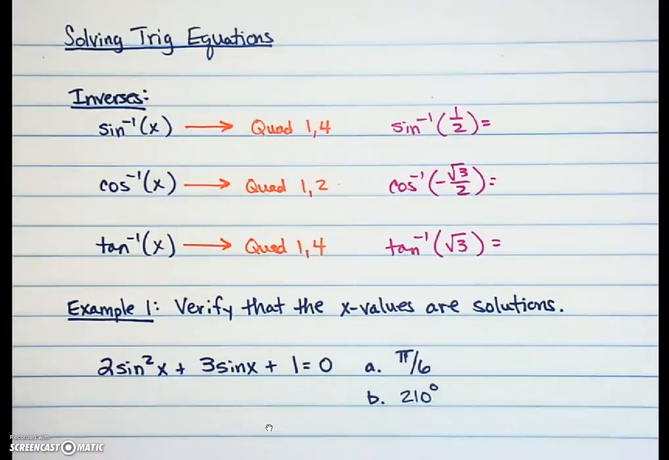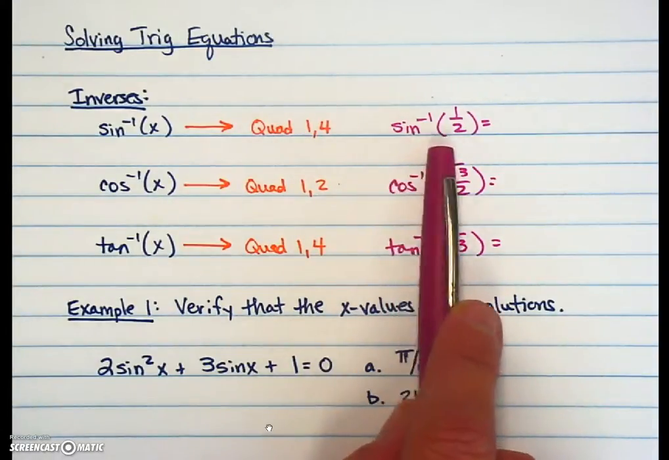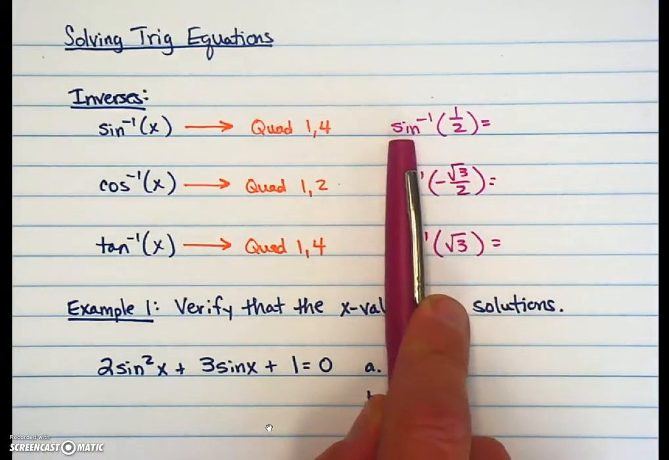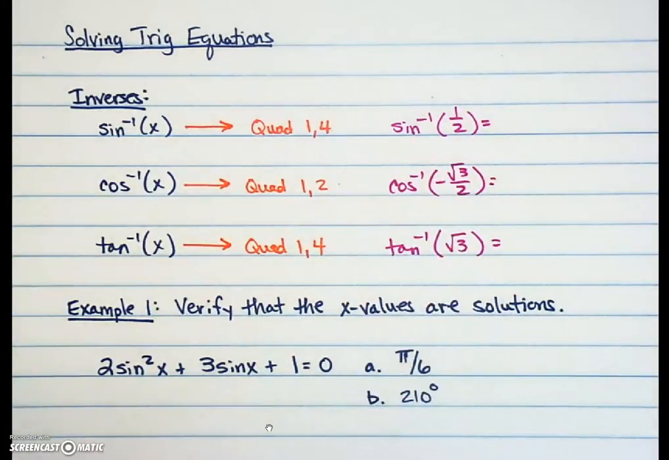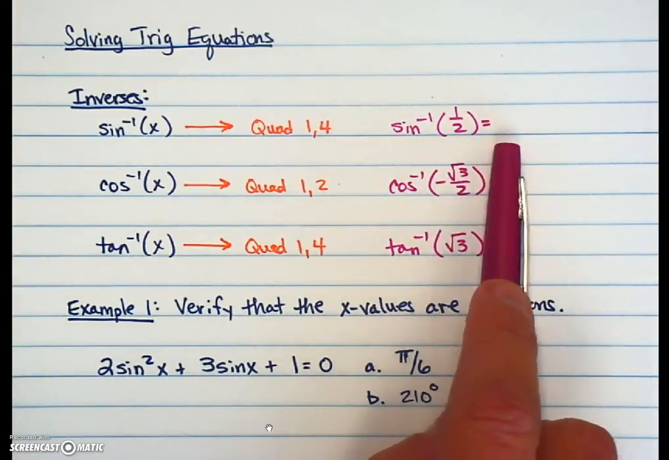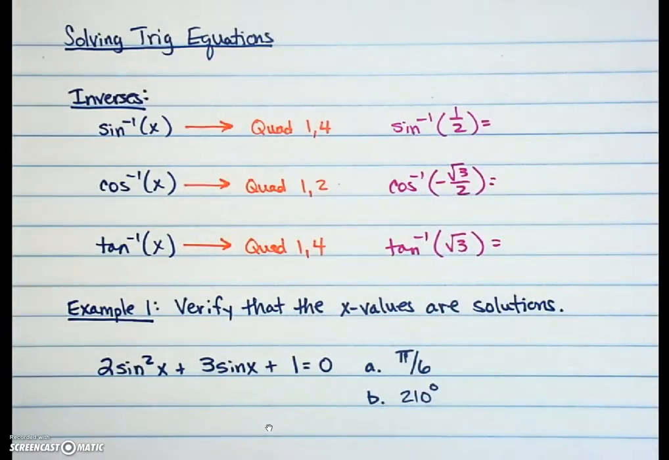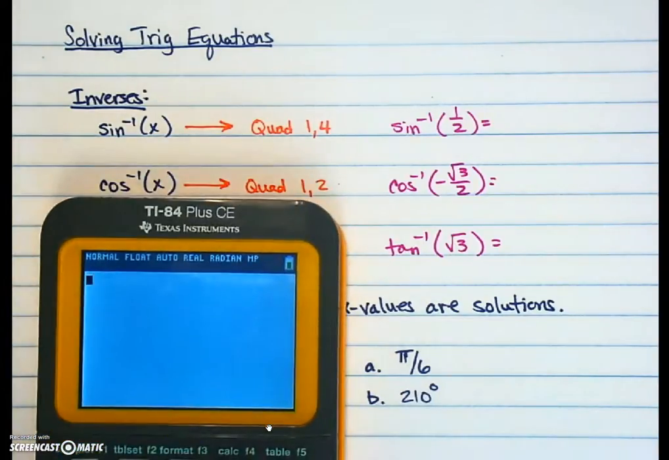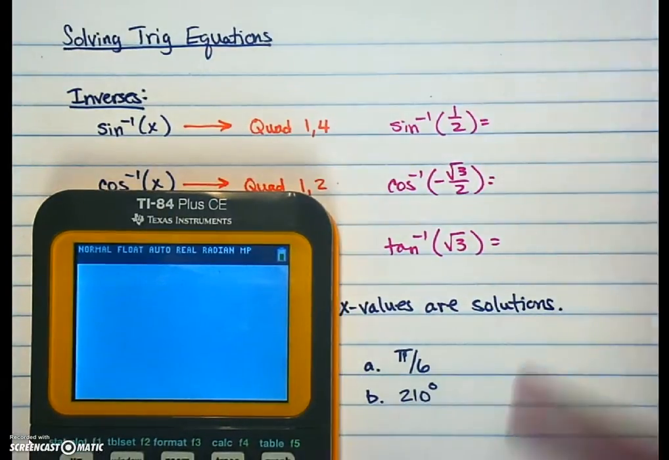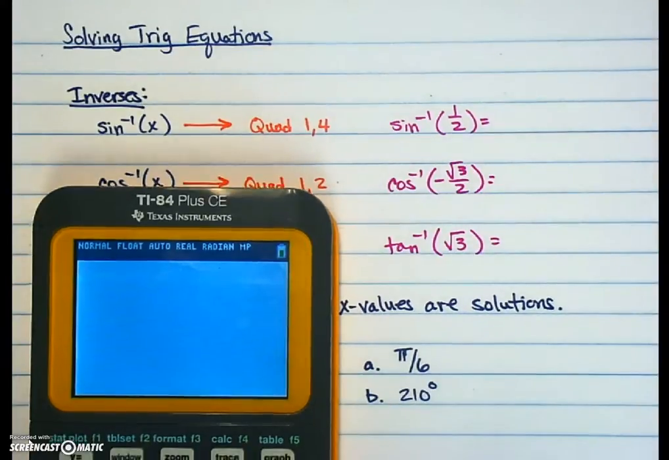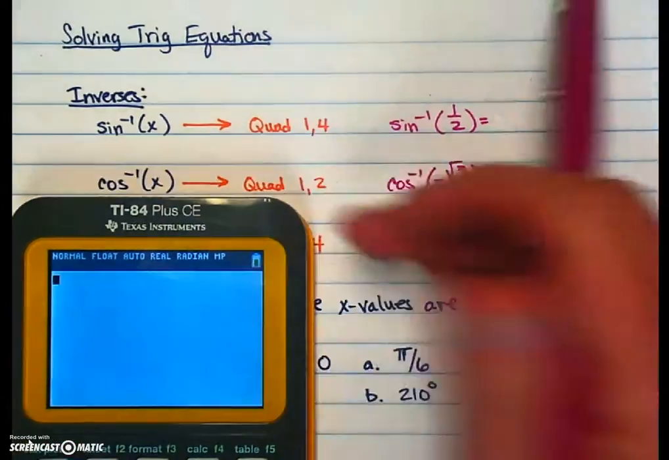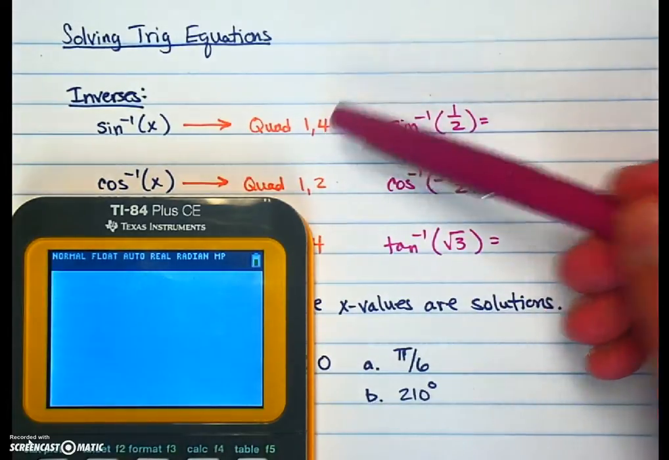If you'll recall, when we do inverse problems, this is what they would look like, sine inverse of 1/2. Basically, that means where is the sine equal to 1/2? Before, I had you looking in the entire unit circle, and so you would get 2 answers for this. But now when we're solving, you're only going to get 1 answer. So instead of looking all around the unit circle, I can actually put this in my calculator because the calculator automatically restricts the domain to quadrants 1 and 4.